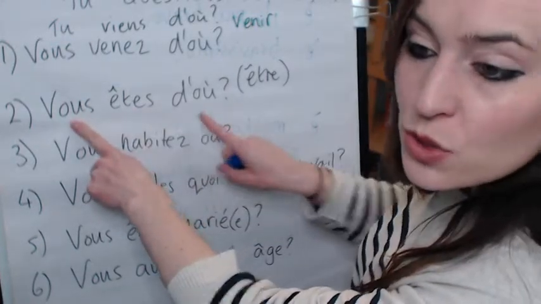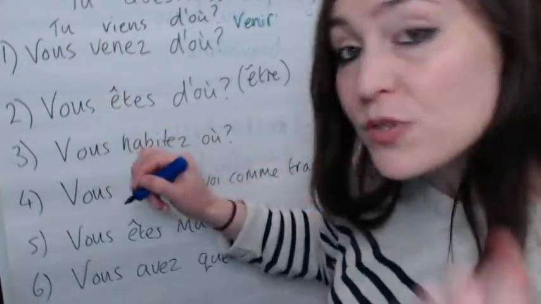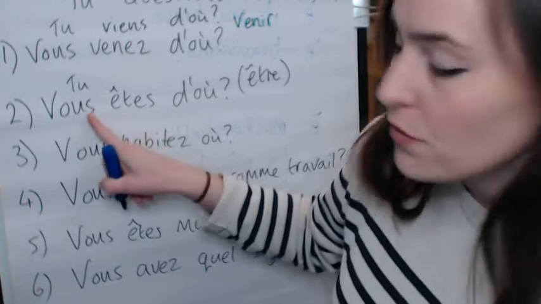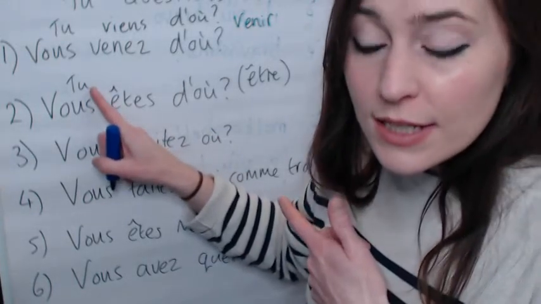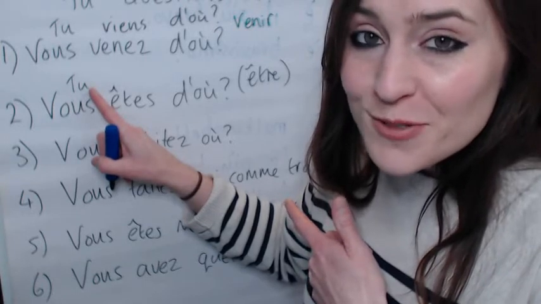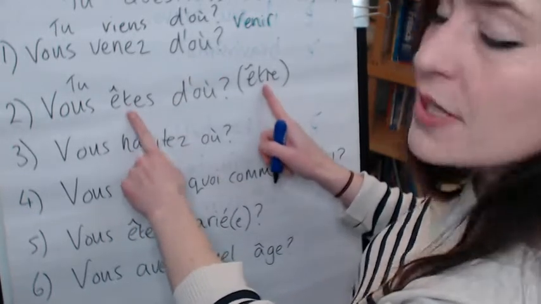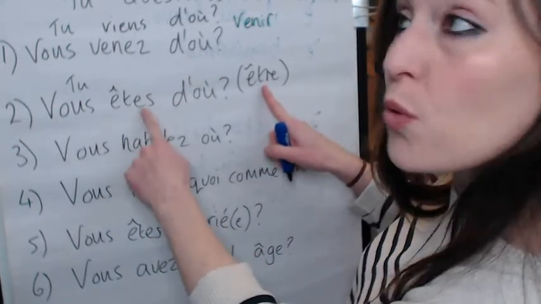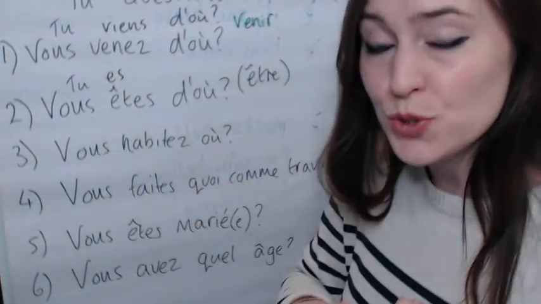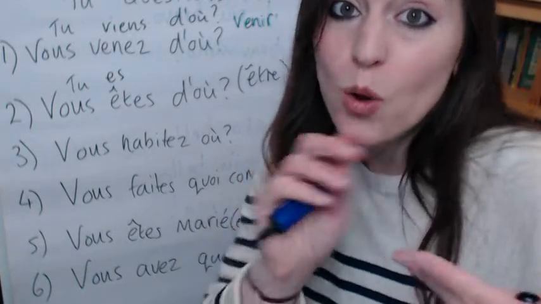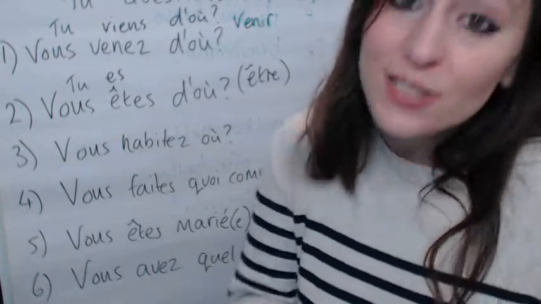Vous êtes d'où changes to, as above, the subject pronoun vous changes to tu. So we're going from the formal singular or plural to the informal singular, tu. So être, that's the vous form, vous êtes, you are. In the tu form, it's tu es. Je suis, tu es, il, elle, on est, nous sommes, vous êtes, ils, elles sont.